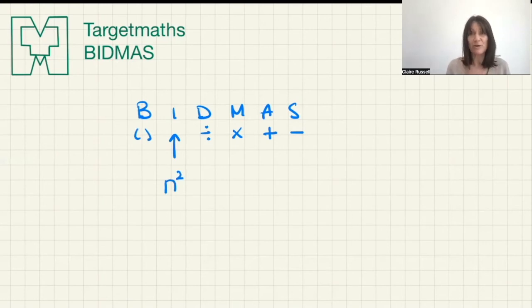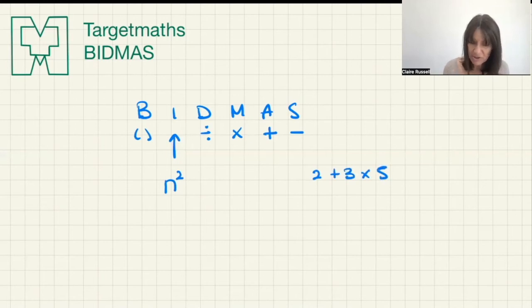That doesn't have to be 2, it could be a cubed, it could be to the power 4, to the 5. I've just put a 2 on because that's what we're most familiar with, and it'll help us remember. So if I've got a question, like, let's say I've got 2 plus 3 times 5.